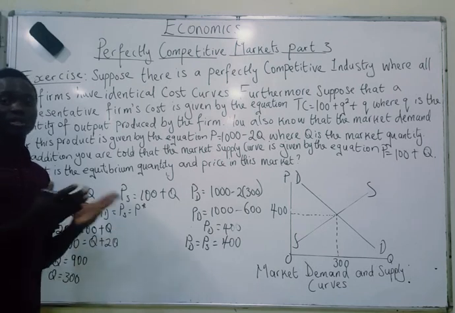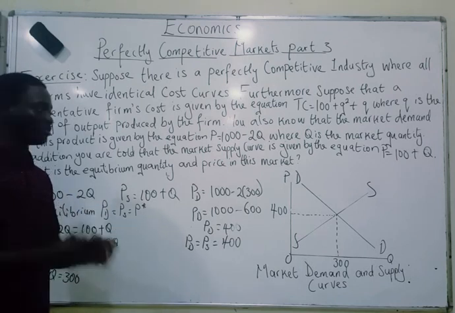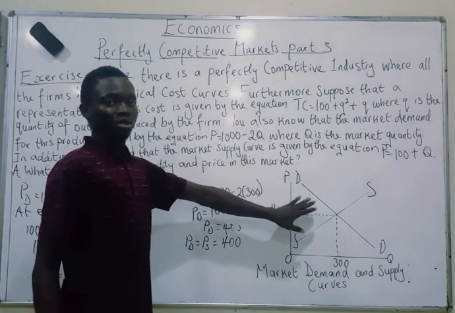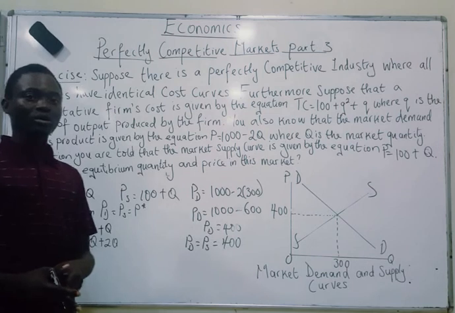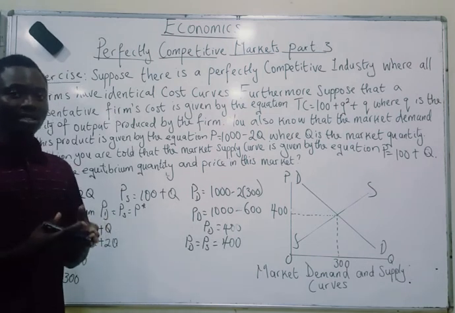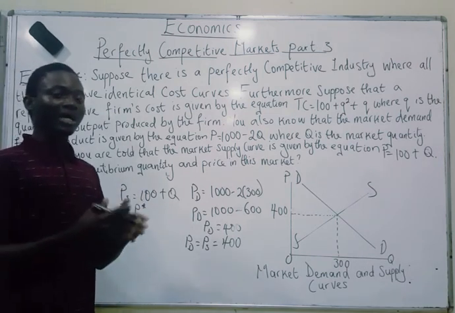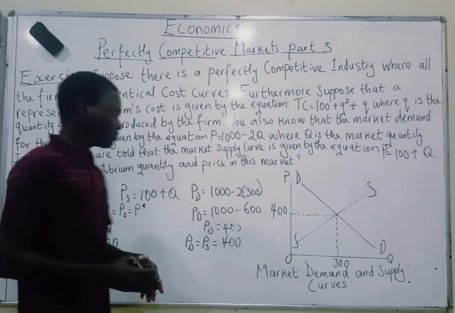All right, so what we need to do in that case is to find the equilibrium, because this represents the industry. So we have to find the intersection of the market supply curve and the market demand curve in order to get the price that the firms are going to take from the industry.